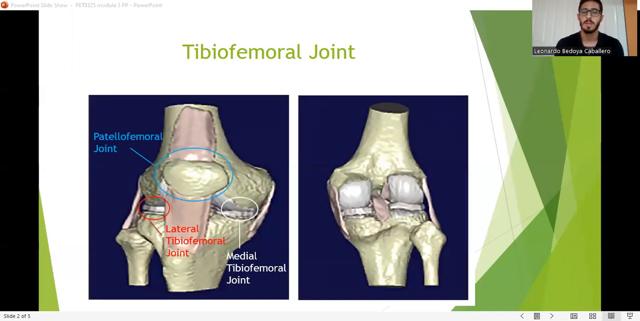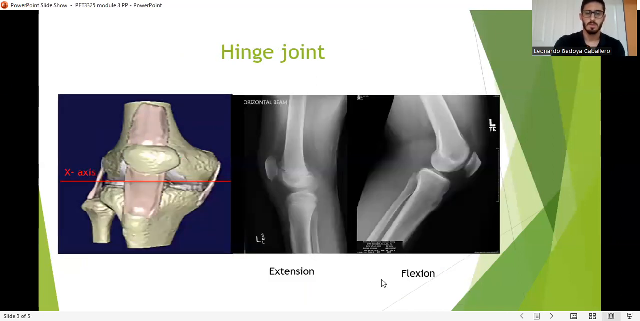The tibiofemoral joint articulates with the rounded condyles of the femur and the flat condyles of the tibia, both laterally and medially. The rolling of the femur on the tibia produces either flexion or extension of the joint, and gliding of the femur on the tibia stabilizes the joint when weight bearing by aligning the condyles in the center of each other. So you can see right here, this is the medial, lateral tibiofemoral joint, and the patellofemoral joint.